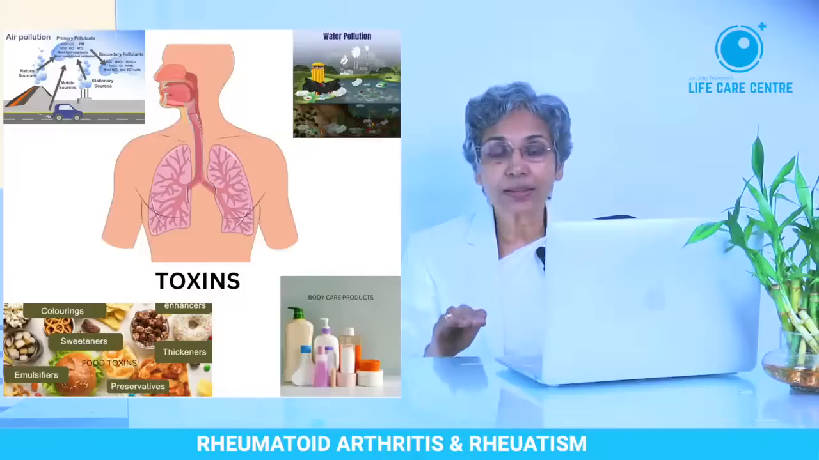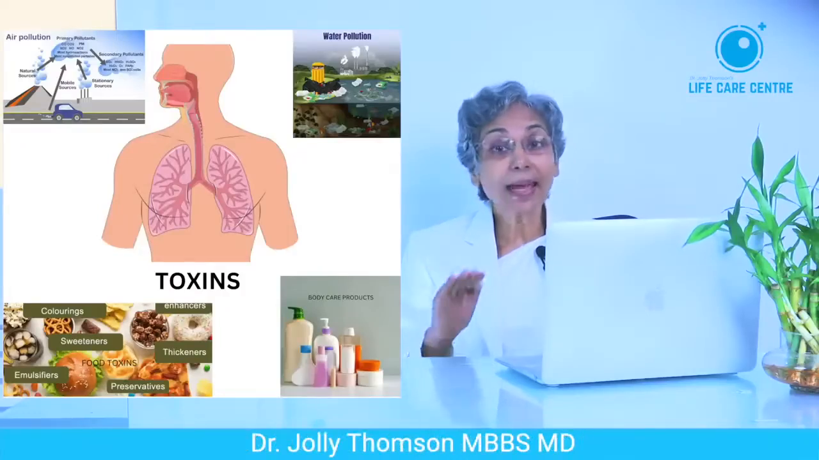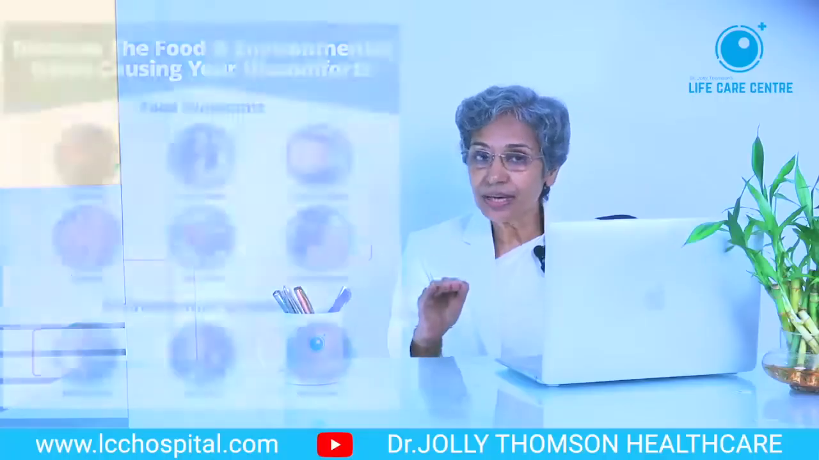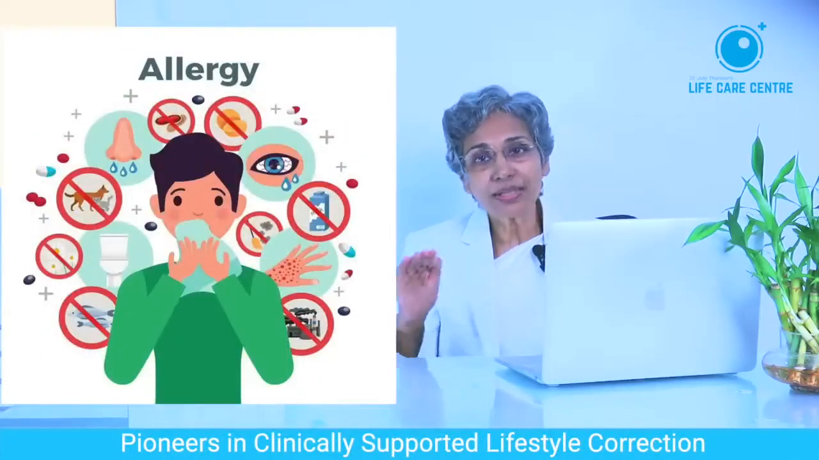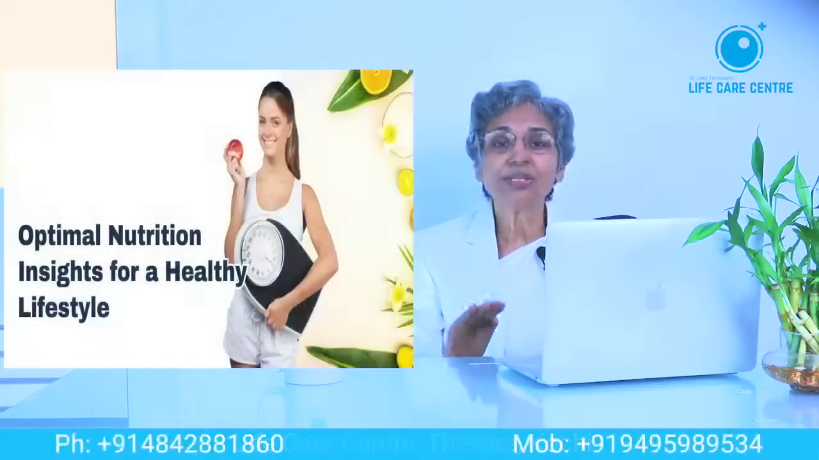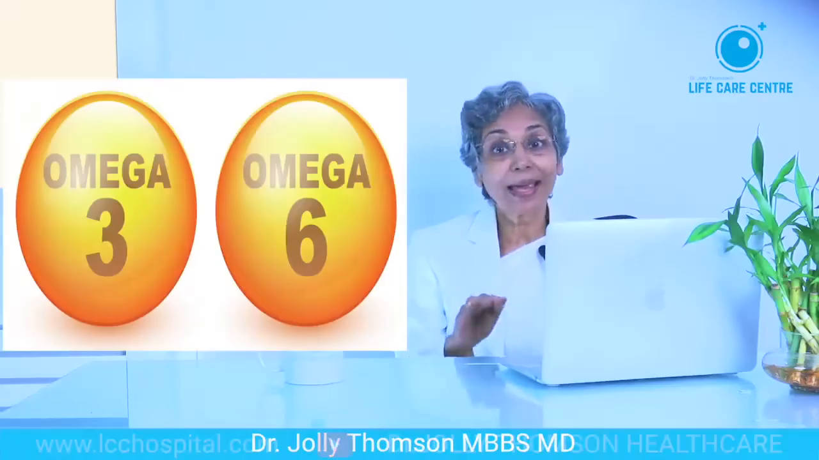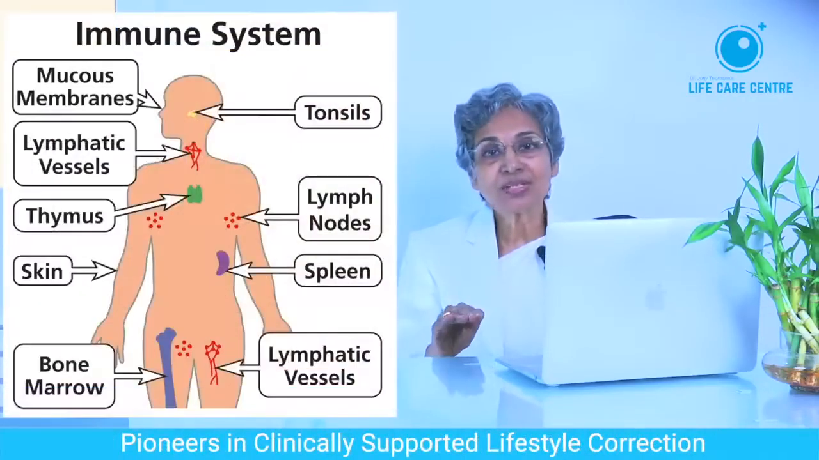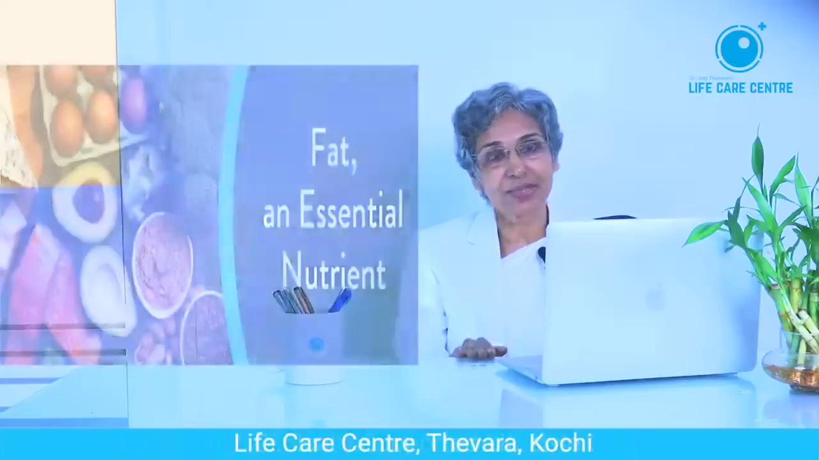First, reduce the entry of toxins into the body through air, water, food, and body care products, and remove the excess fat deposit and toxins in the body. Second is to identify food and environmental factors that are allergic or intolerant to the body and avoid them. Third is to ensure optimal nutrition for the development of healthy new cells to replace the diseased cells in the body. Fourth, ensure an optimal omega 3 to 6 fat ratio of around 1:1 in food and stored fat in the body, as the immune system activity is controlled by this essential fat.